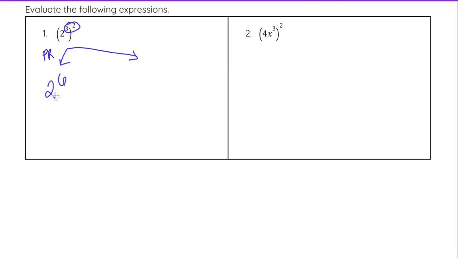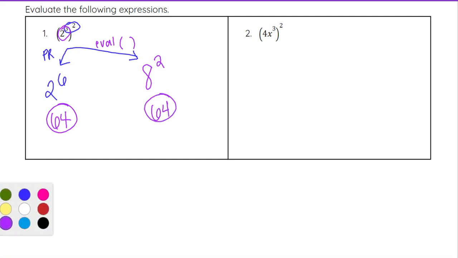And when you do 2 to the 6th power, you get 64. So that's going to be 64. Now, the second option here would be to evaluate the parentheses first, and 2 to the third power would be 8, and then we would have still to the second power. 8 to the second power would be 64. So either way works. It's whatever you prefer.